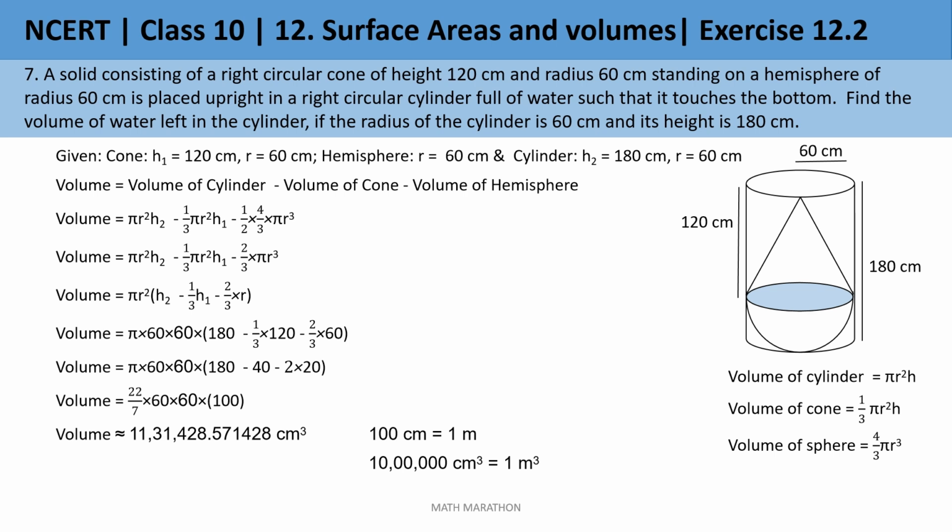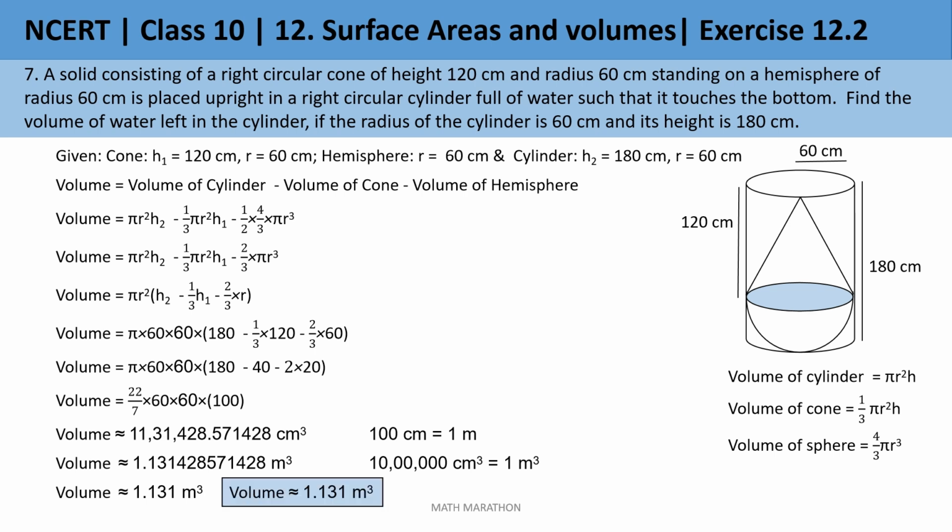We know that 100 centimeter is equal to 1 meter. Let us do cube on both sides of the equation. We get 10 lakhs centimeter cube is equal to 1 meter cube. Volume is approximately equal to 1.131428571428 meter cube. Volume is approximately equal to 1.131 meter cube.